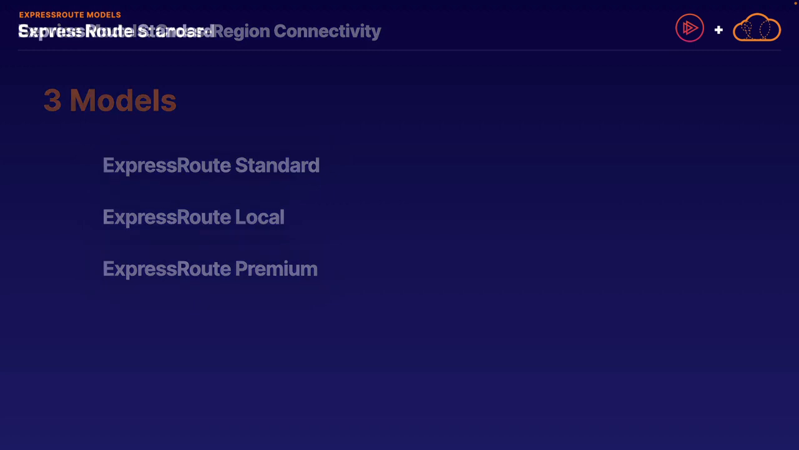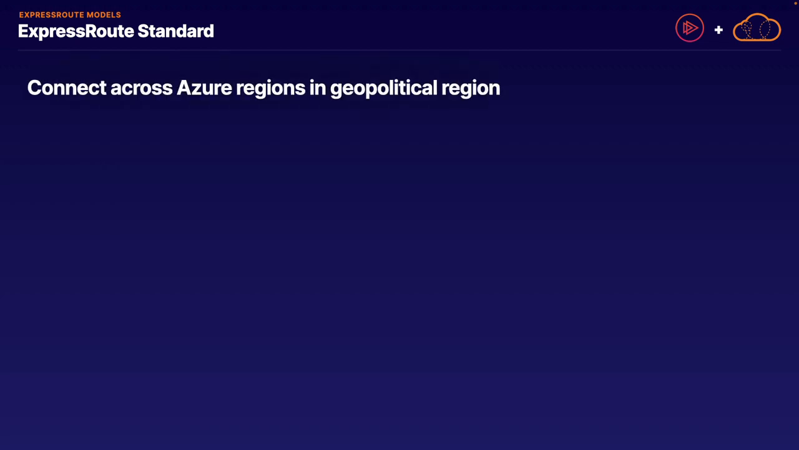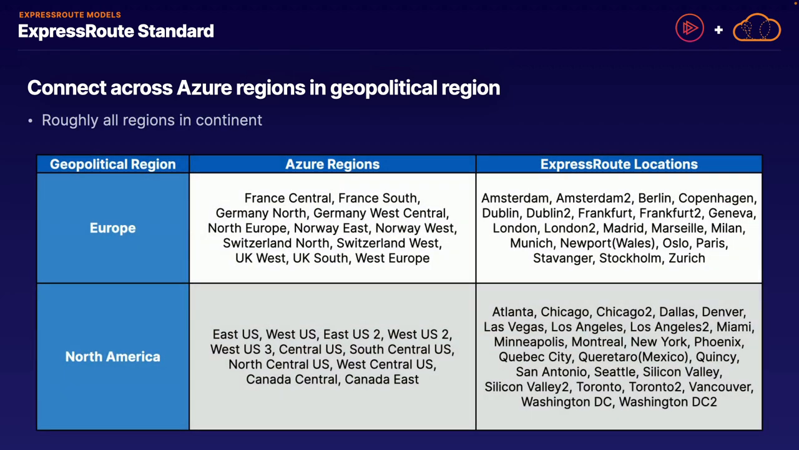Starting off with ExpressRoute Standard, as its name implies, it is the quote-unquote default or standard ExpressRoute circuit type. When using ExpressRoute Standard, it gives you the ability, from a region connectivity perspective, to connect across multiple Azure regions within a single geopolitical region. Now, from a terminology perspective, when we say geopolitical region, we are roughly talking about all regions within a given continent. We have a couple examples below for your reference.